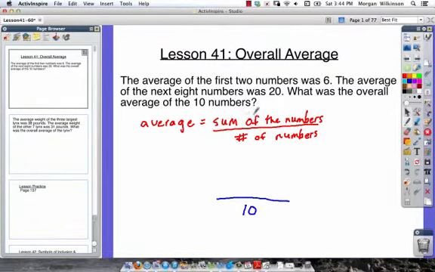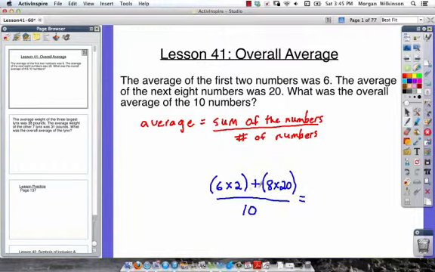Now we have to find the sum of the numbers. The average of the first 2 numbers was 6. So the sum of those two must be 6 times 2, or 12, because we know the average of 12, if we had 2 numbers, would be 6. The average of the next 8 numbers was 20. So if we had 8 numbers, their average was 20. That's going to have to be 8 times 20. To find the sum of the numbers, we say plus 8 times 20. That tells us the sum of all of our numbers in the numerator, divided by the number of numbers.